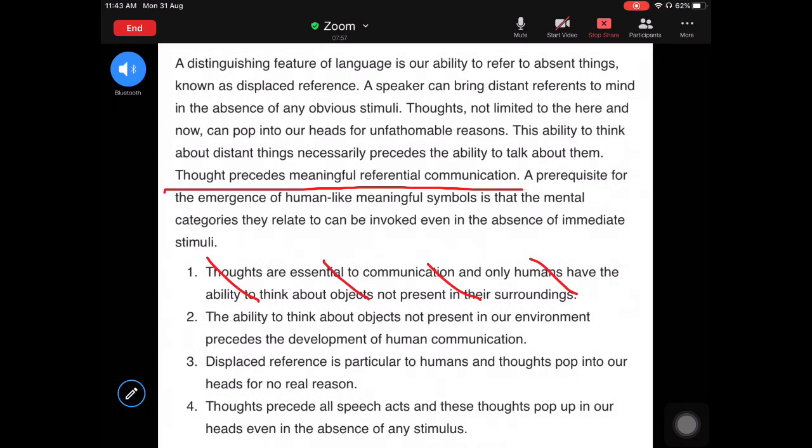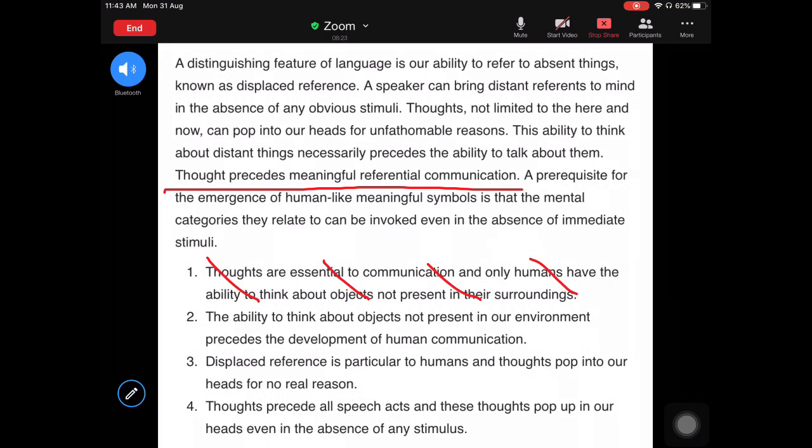Let's go to the second one. Usually two options you can eliminate, but one definitely you can. The ability to think about objects not present in our environment precedes the development of human communication. Okay, I didn't get it, I didn't understand, whatever. Let's go on to the third one. Displaced reference is particular to humans, and thoughts pop into our heads for no real reason.